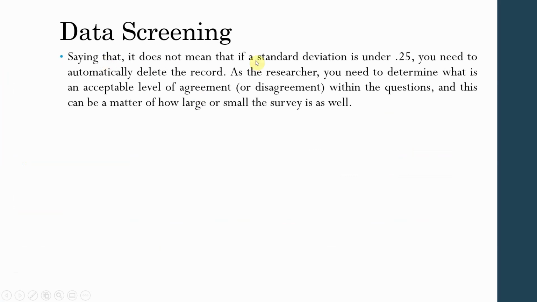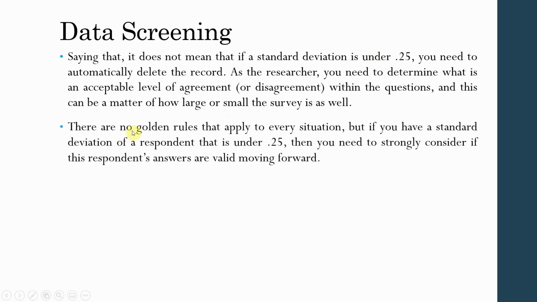Now saying that, it does not mean that if standard deviation is under 0.25, you need to automatically delete the record. As the researcher, you need to determine what is an acceptable level of agreement, or actually disagreement, within the question. And this can be a matter of how large or how small the survey is as well. So if it's a large survey or a small survey, the value of standard deviation might change. But this is a rule of thumb. There is no golden rule that you can apply to every situation. But if you have a standard deviation of a respondent that is less than 0.25, then you need to strongly consider if the respondent's answers are valid. And then obviously you move forward.